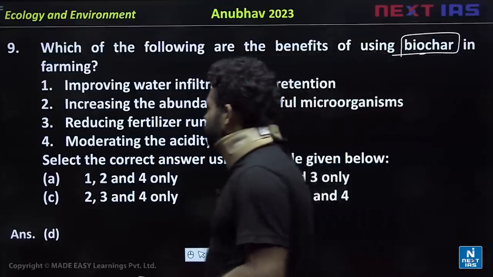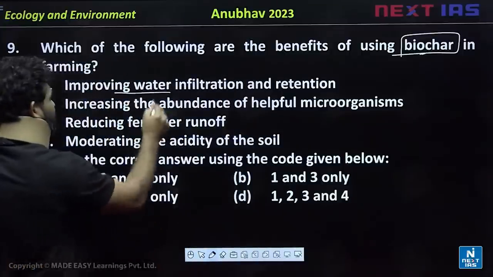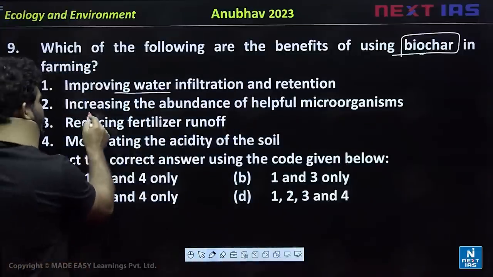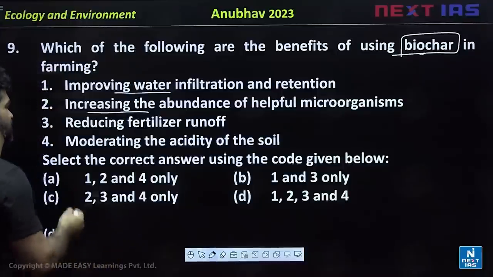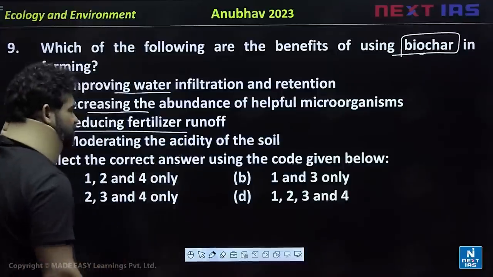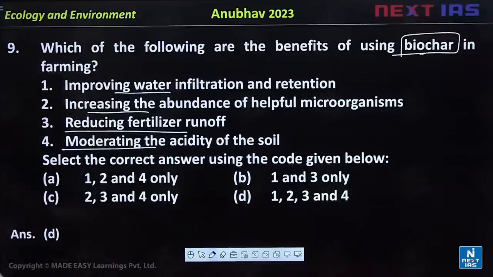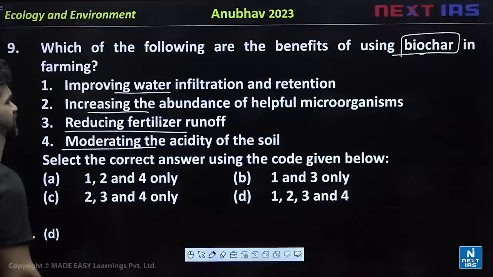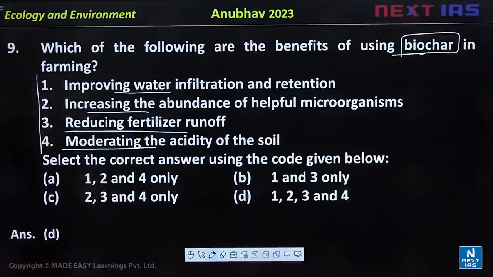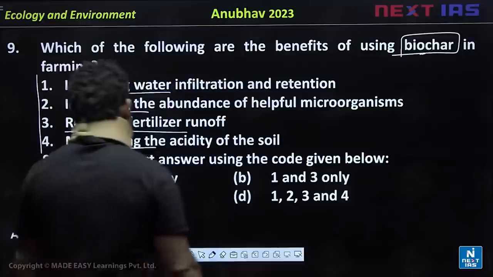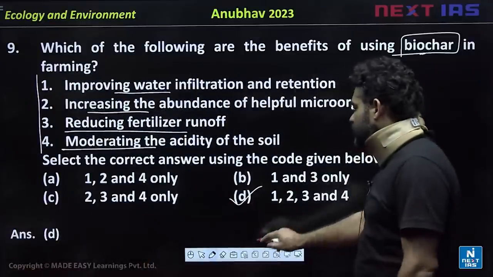Improving what it does, right? We have already seen some places in the class: improving water infiltration and retention, increasing the abundance of helpful microorganisms, reducing fertilizer runoff, as well as moderating the pH value, that is, the acidity of the soil. It does all this. So remember, when we talk about biochar addition to the soil as a soil amender, these are the kind of benefits which we may obtain. So the answer would be all of the above.